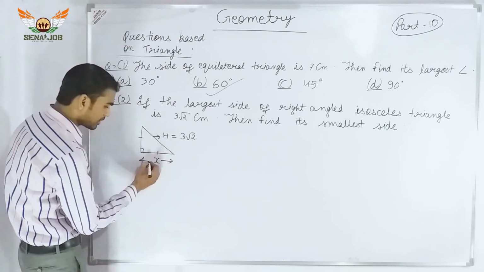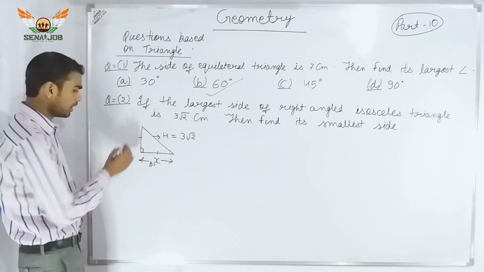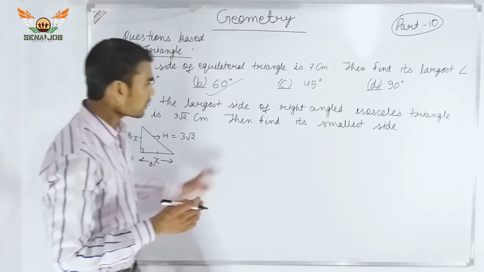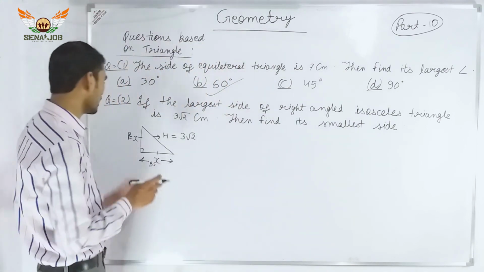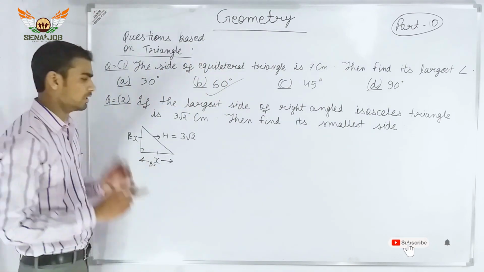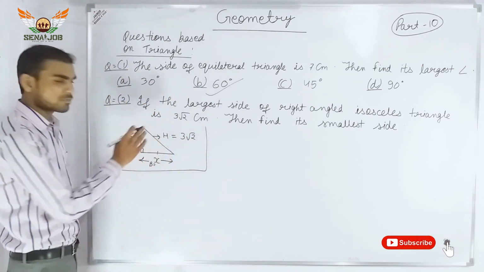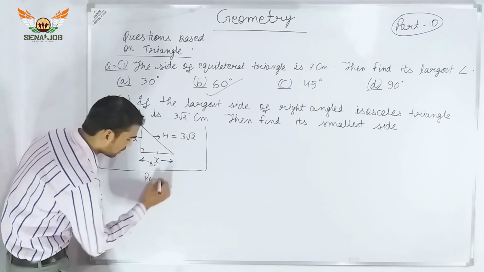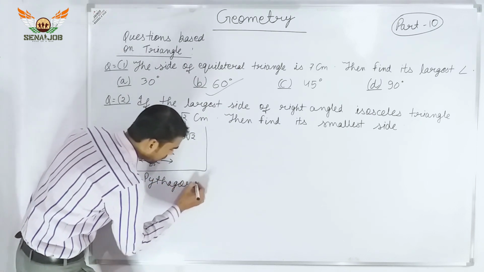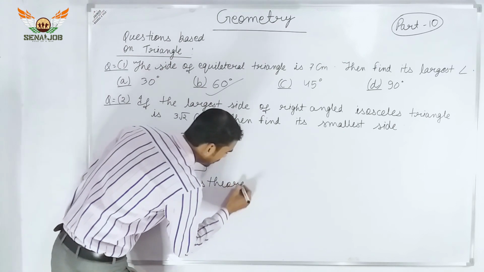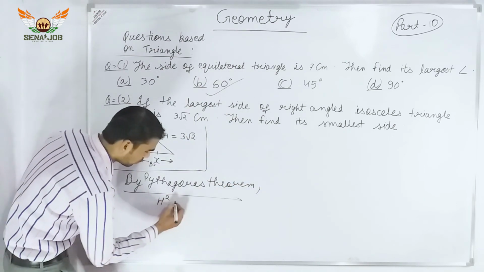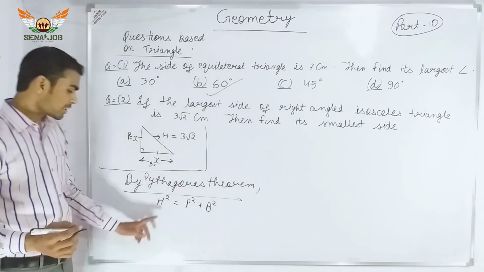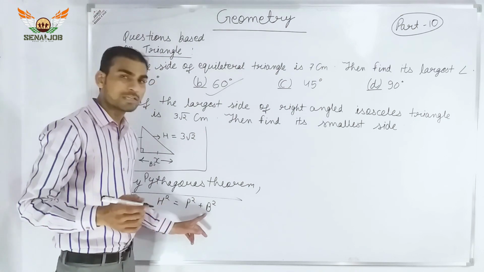Okay, and this is base. Base is x, and this is perpendicular. Perpendicular also you have to take x, because this is an isosceles triangle, so that's why P and B both will be equal. Now you have to put all these values in what? In Pythagoras theorem. Now Pythagoras theorem you have to apply here. What is Pythagoras theorem? You all know h square is equal to p square plus b square. Okay, h for hypotenuse, p for perpendicular and b for base.